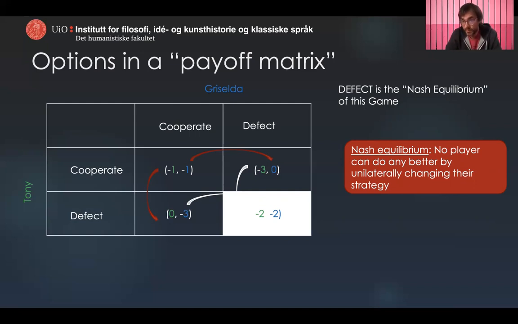A Nash equilibrium then is an option where no player can do any better by unilaterally changing their strategy. So this defect is an outcome where neither Griselda nor Tony can improve their outcome by changing their strategy, that is, by changing what they do. They can't improve on that at all. So that's why this is a Nash equilibrium.